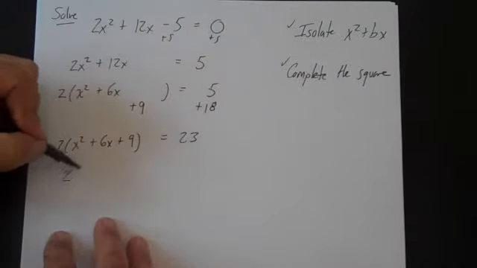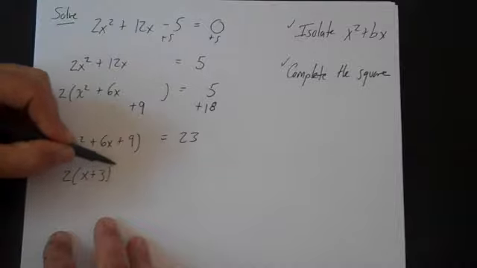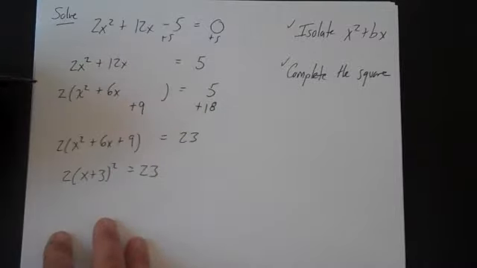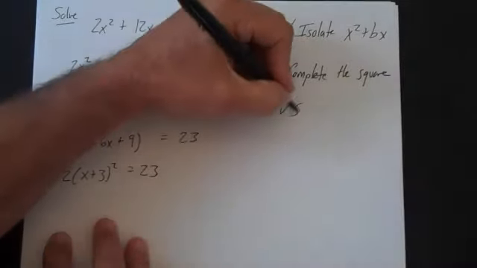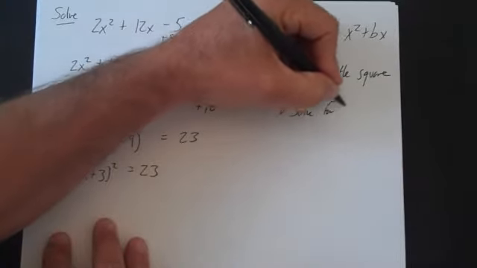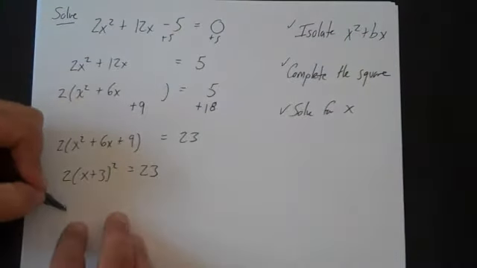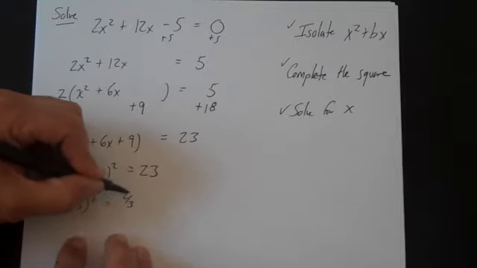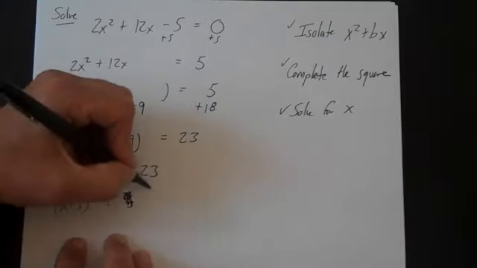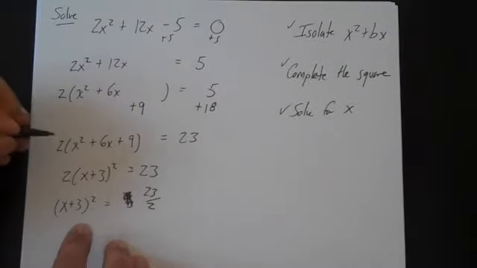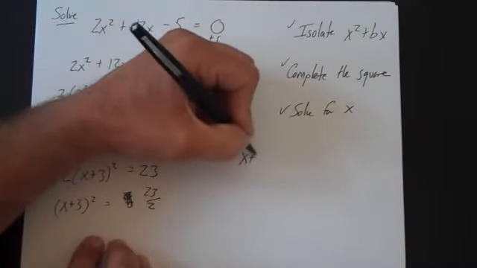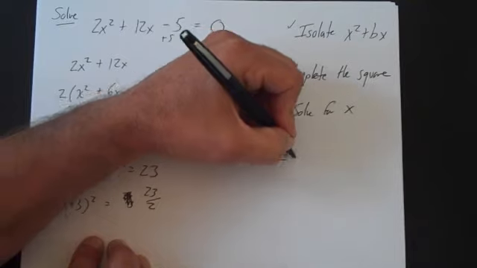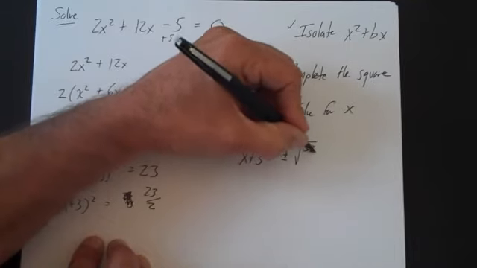So that's 2 times (x plus 3) squared is equal to 23. Now I'm simply going to solve for x. I'm going to divide by 2. I get (x plus 3) squared is equal to 23 over 2. Take the square root of both sides, and I get x plus 3 is equal to plus or minus the square root of 23.